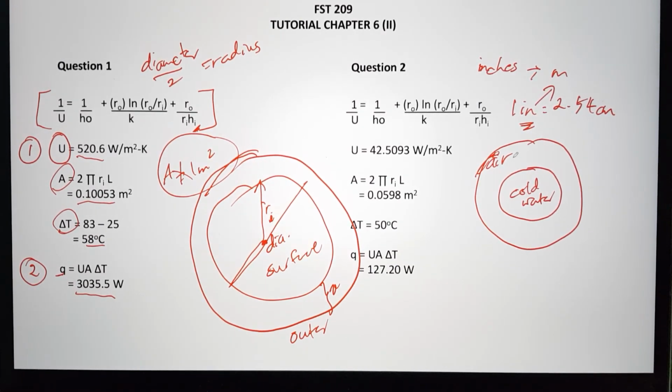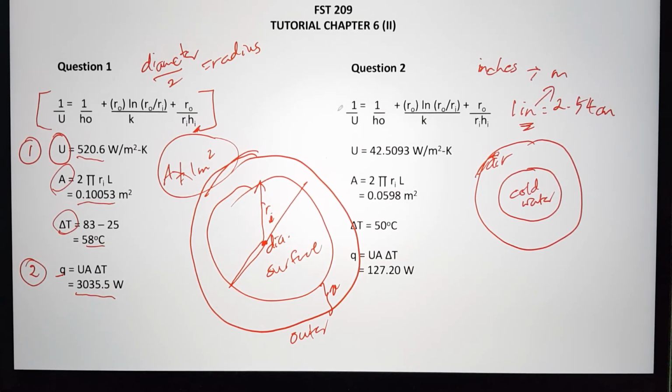So the same thing goes: determine the overall heat transfer coefficient. The first step, you need to calculate the value of U. And then you need to calculate the rate of heat transfer. This one is step number 2.